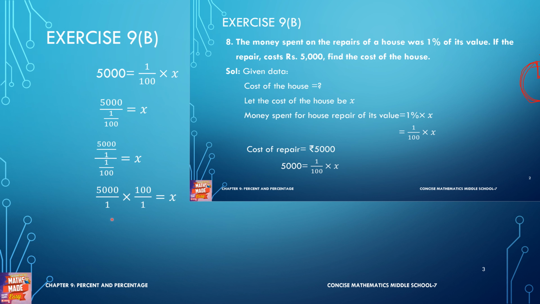Write the numerator as it is, multiply with this part, denominator. So when you are dividing, the denominator becomes reciprocal. That means numerator comes to denominator, denominator comes to numerator. Now when you multiply it, you will get 5 lakh. That is the total value of the house, 5 lakh. x is 5 lakh. What is x? It is the total cost of the house, 5 lakhs.